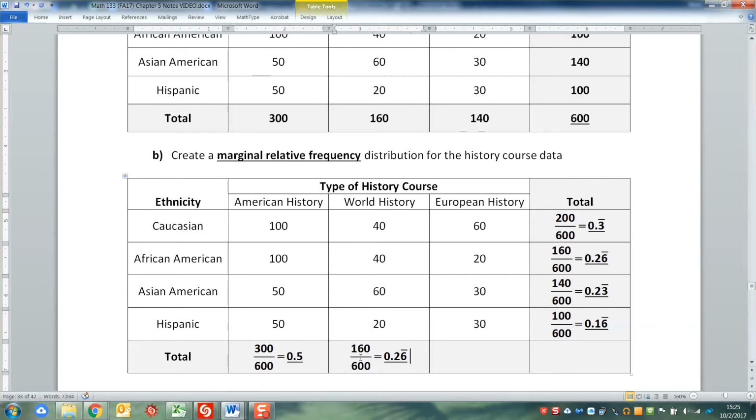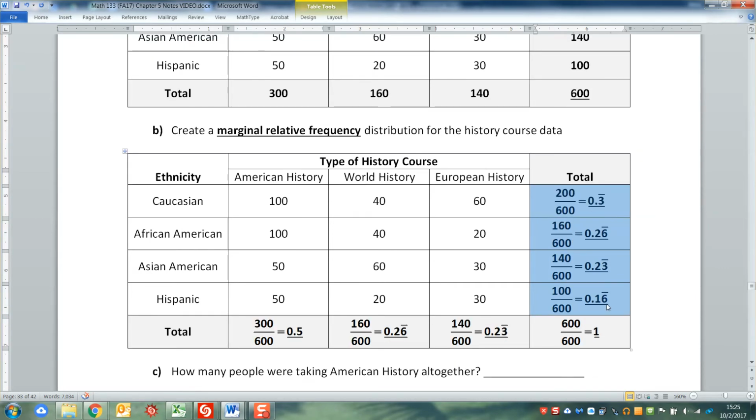Then I'm going to do that again for the next column, which was 160. So 160 divided by 600 is 0.26 repeating. And then the next column is 140. If you do this correctly, these three fractions should make 600 over 600, which is 1. And the same thing with these four fractions down here. They should all add up to 1. You should have all 600 people accounted for, but no more than 600 because there are only 600 people total in the group.